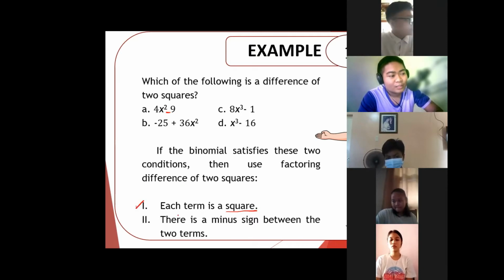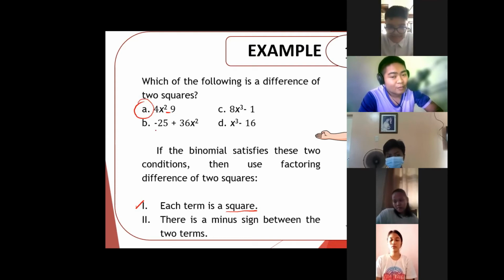How about number 2? There is a minus sign. Can you see a minus sign there? Yes. Therefore, letter A is a difference of two squares.